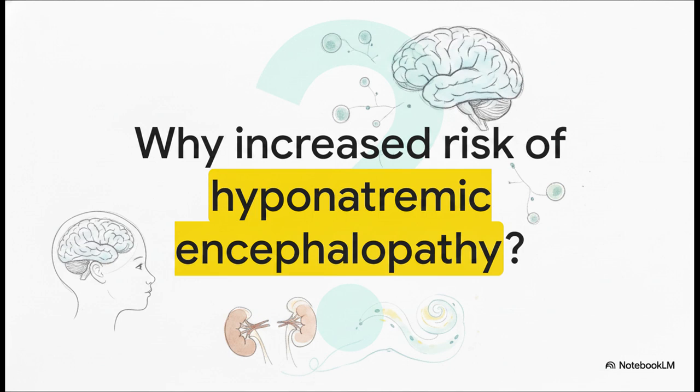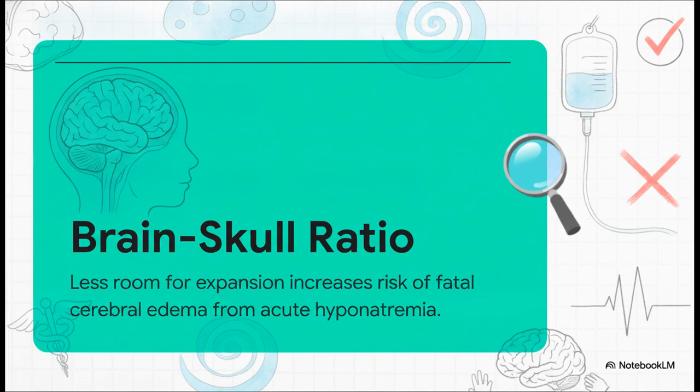All right, next up, why are children predisposed to an increased risk of developing hyponatremic encephalopathy compared to adults? Is it A, a higher brain-skull ratio, B, underdeveloped adrenal glands, C, hypoaldosteronism, D, an underdeveloped renal system, or E, none of the above? The answer is A, higher brain-skull ratio.